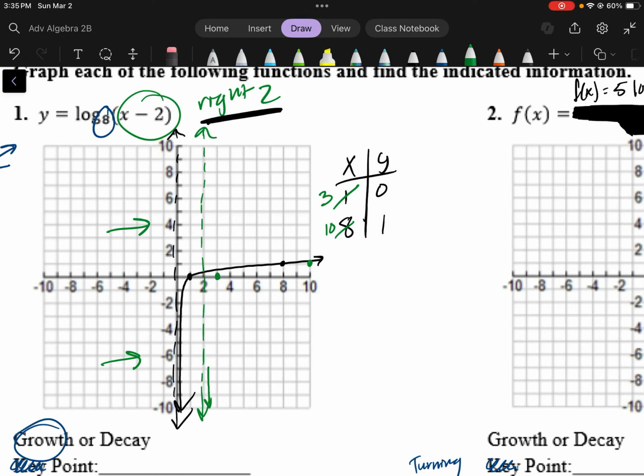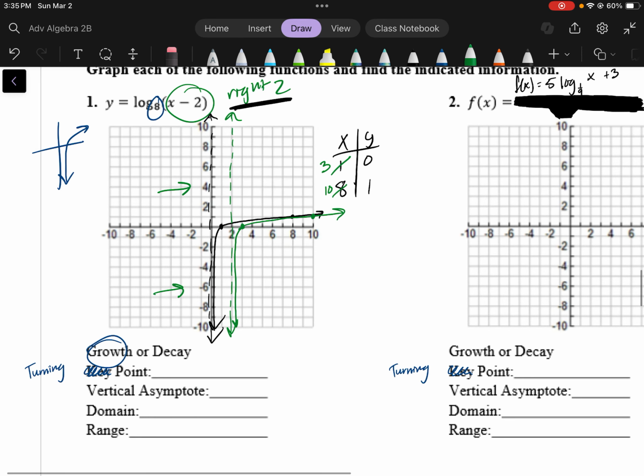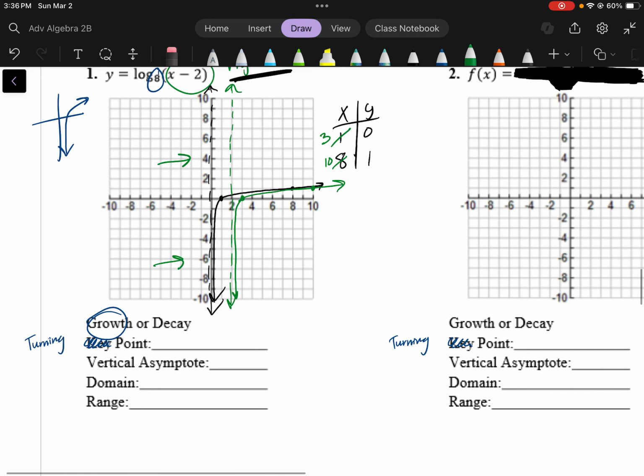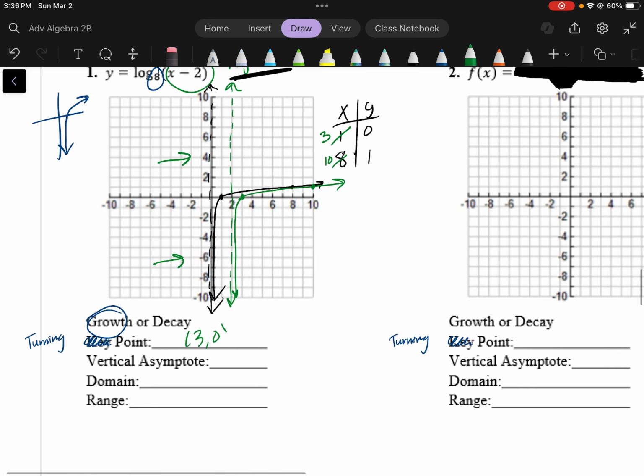So when we go to graph, we're going to go up, go up, go up, go up, hit our turning point, and then flatten out, and it's going to look like that. So it should be the same curve, just pushed to the right. So our new turning point would be at (3, 0). Our vertical asymptote would now be at x equals 2, because I pushed it 2 to the right. The domain is the x values, which should be now 2 to infinity, and the range would be everything, because I'm going up and down forever.